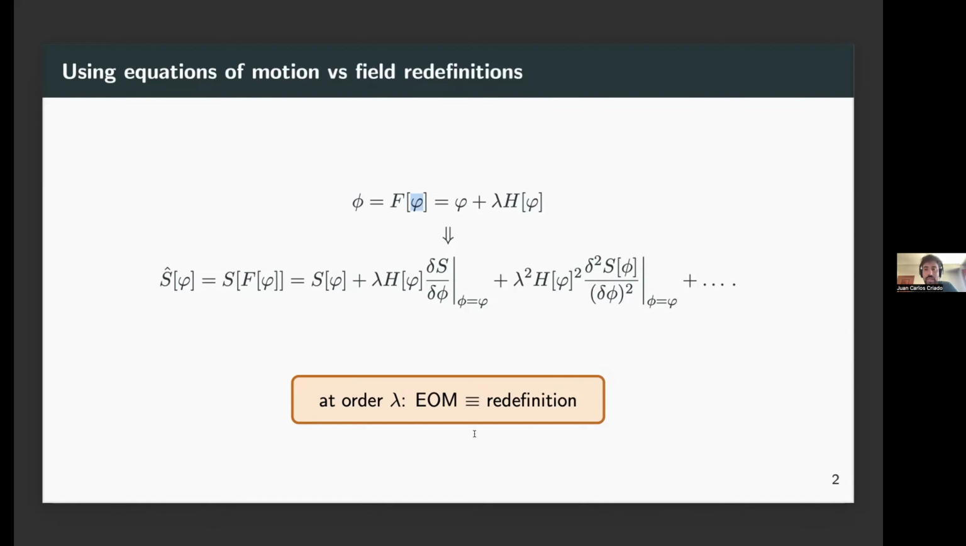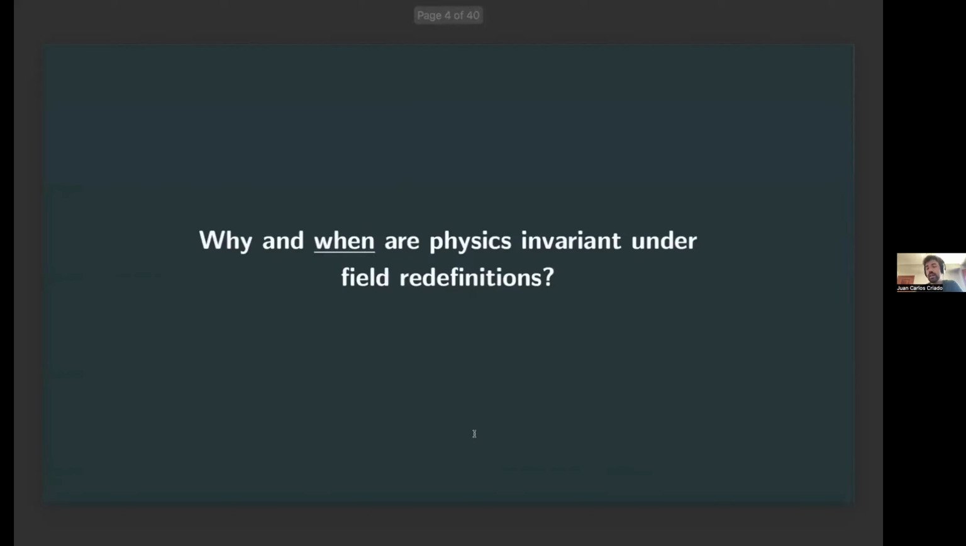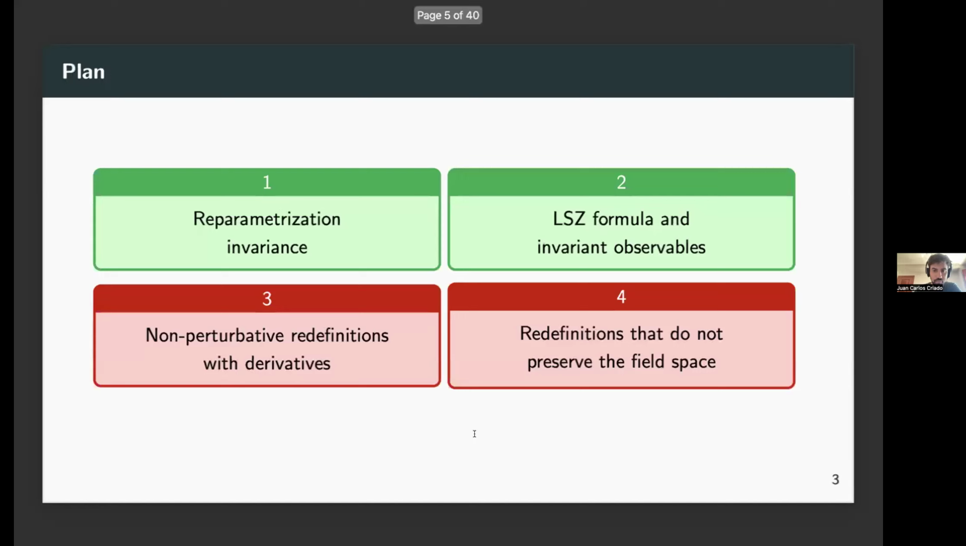So this is equivalent to doing a field redefinition, but then there's the question: why are we allowed to freely use field redefinitions in order to simplify the Lagrangian? And when can we do this? Because not all field redefinitions that you can think of are valid, in the sense that they will not give equivalent physics. So yeah, the talk is about that.